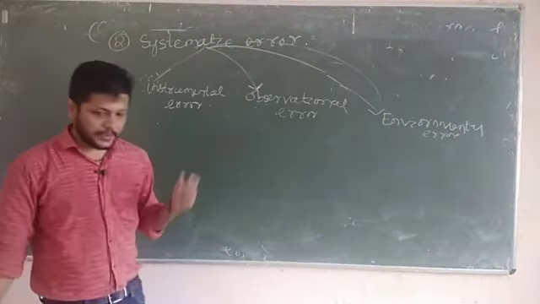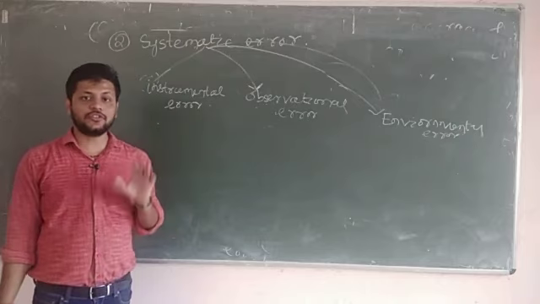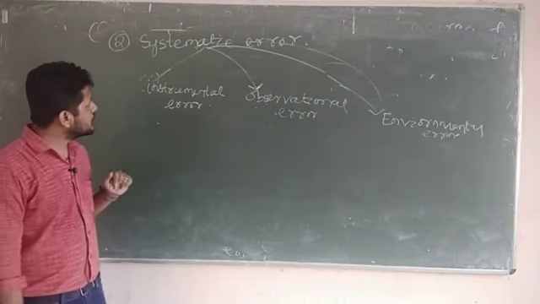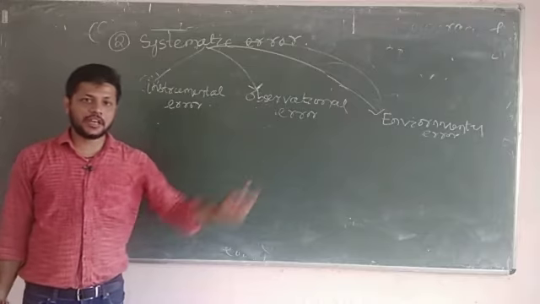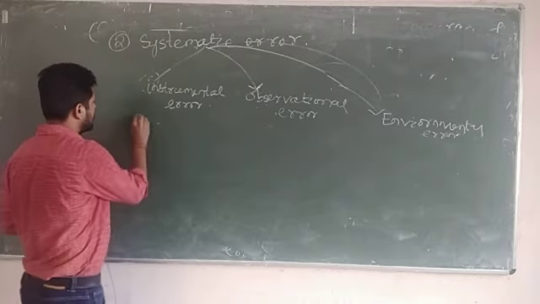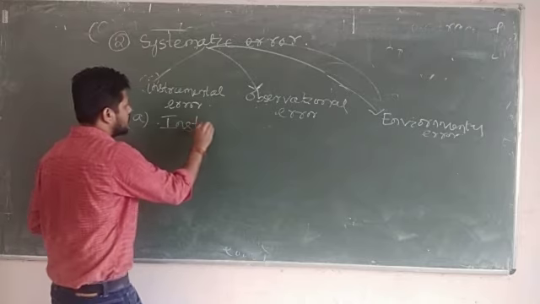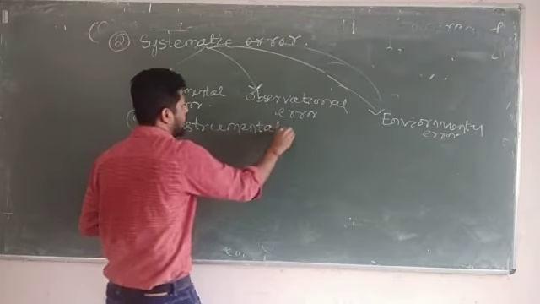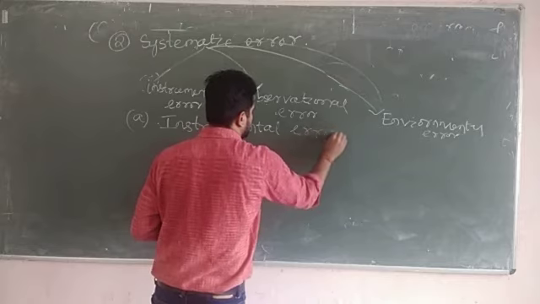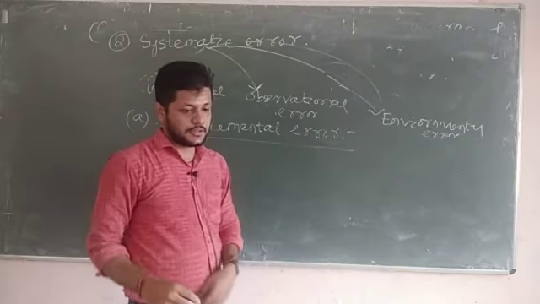So these three types of error generally occur in systematic error, that is, arises due to the instrument majorly. So first we will discuss the instrumental error, then observational error, then environmental error. First one is your instrumental error.